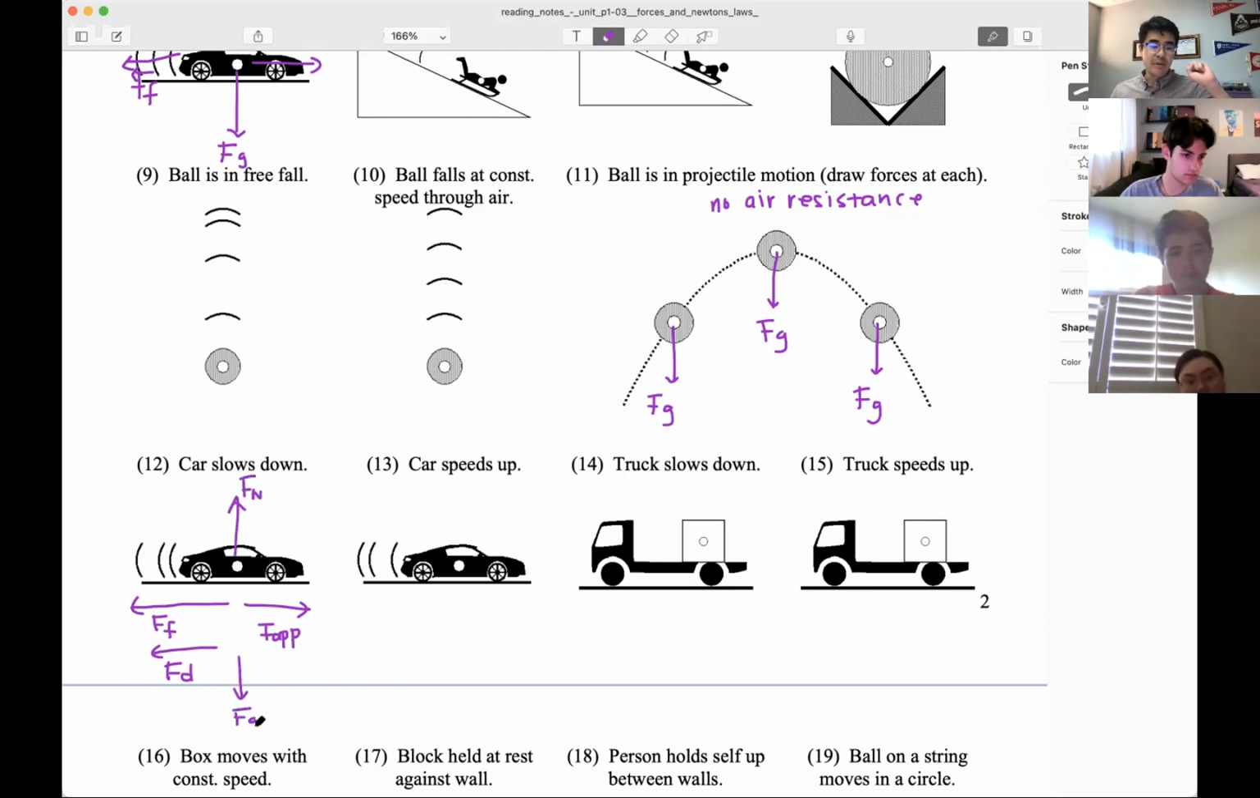And then in example 13, we want to make sure the applied force is bigger on the right to show that it's speeding up, right? So this is a little Ff for friction and a little Fd for drag, right? And then Fg, Fn, okay?